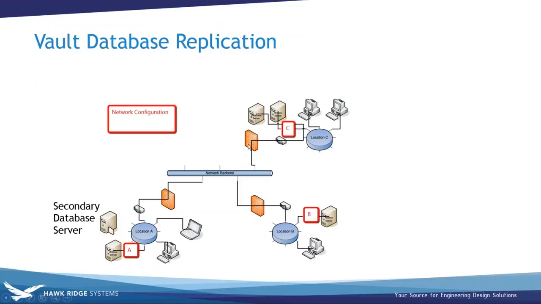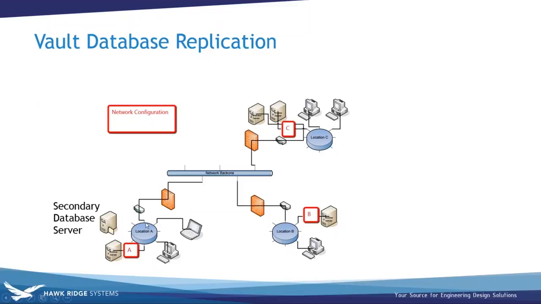So it still communicates when it's writing information to the database, but a lot of the normal day-to-day activities within the vault, browsing for files, searching, looking at data cards, all of that read-heavy operations can be pushed off to the secondary database, which is much faster than going to the primary database, especially for those remote locations.